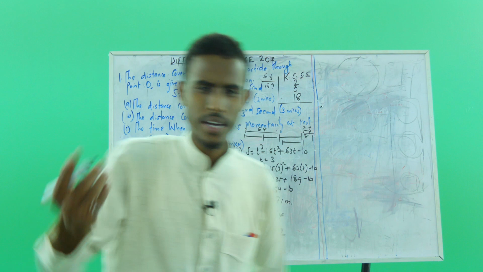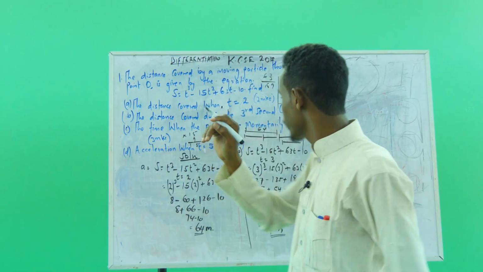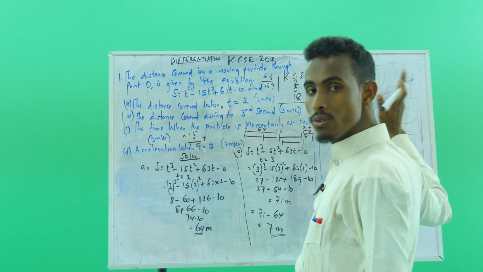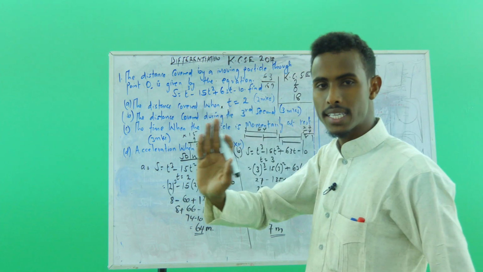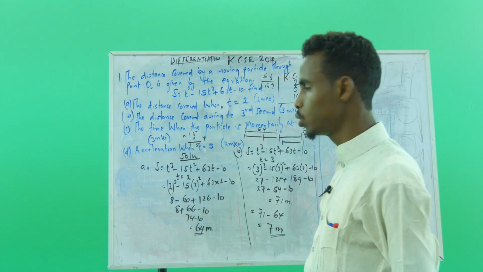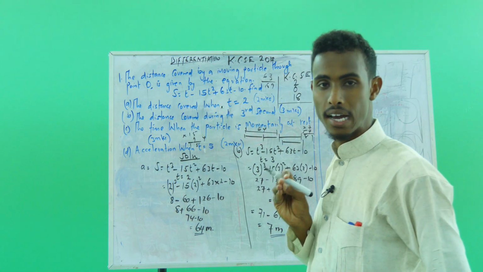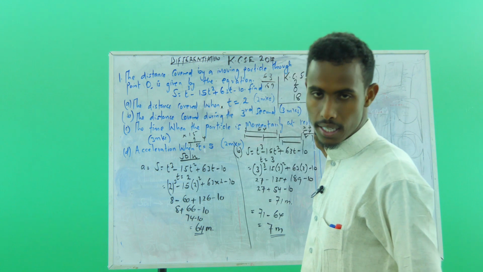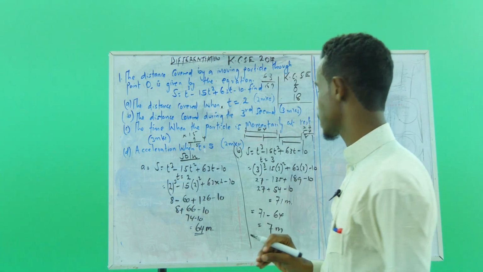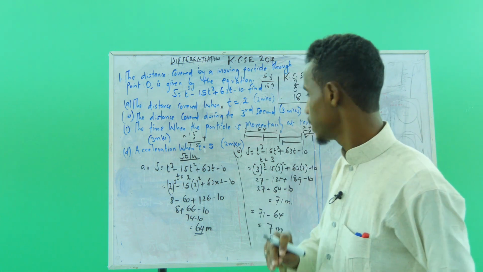Because during the third second, that means from 2 up to 3, whatever was covered, that is the distance. Now for you to get the distance covered from 2 to 3, what you do is you remove the distance covered by the first second and the second second. Therefore, you are going to remain with the distance covered during the third second.